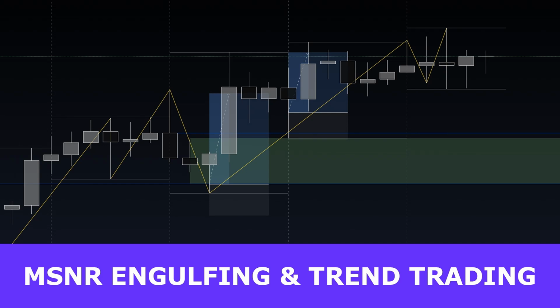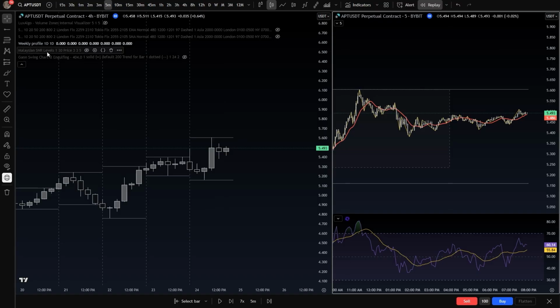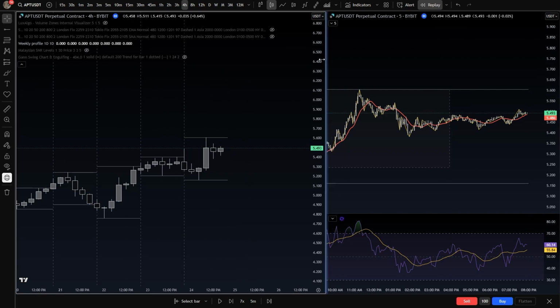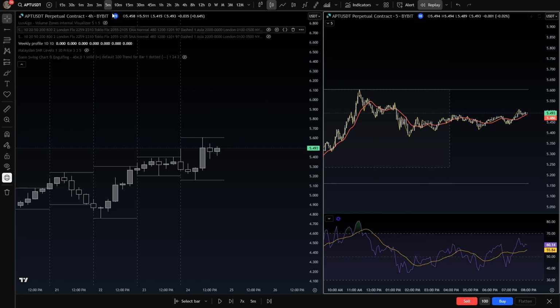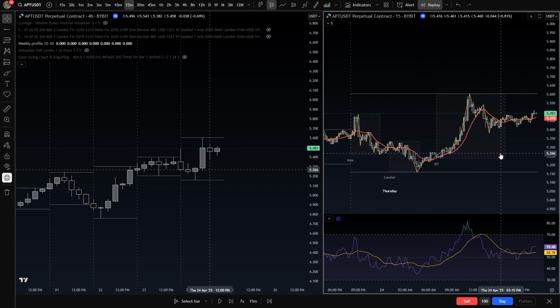Hello traders, today I will show you how to use Malaysian SNR levels, engulfing and trend for day trading. This is a crypto pair, but you can use this on any market. On the left side I use a H4 chart, first without any indicators. And on the right side for entries I use a 15-minute or 5-minute chart.